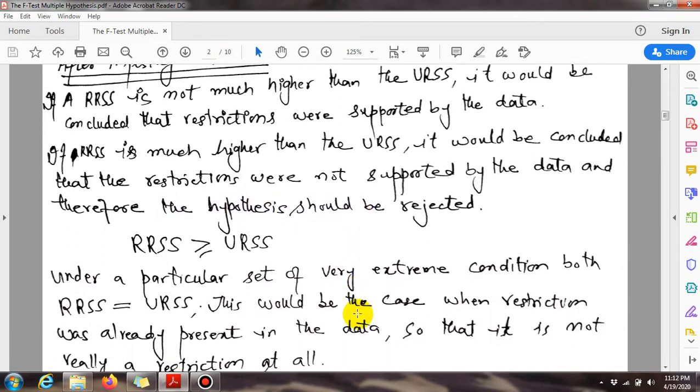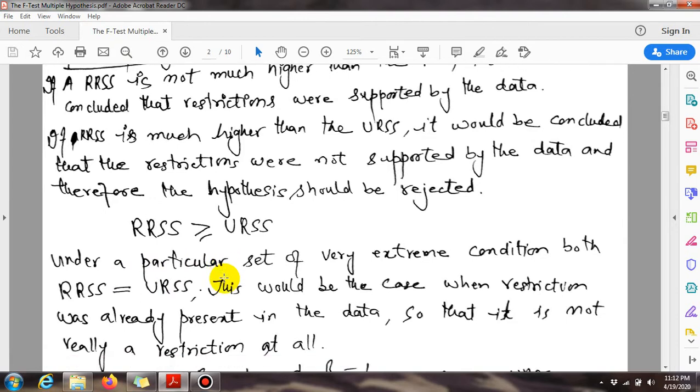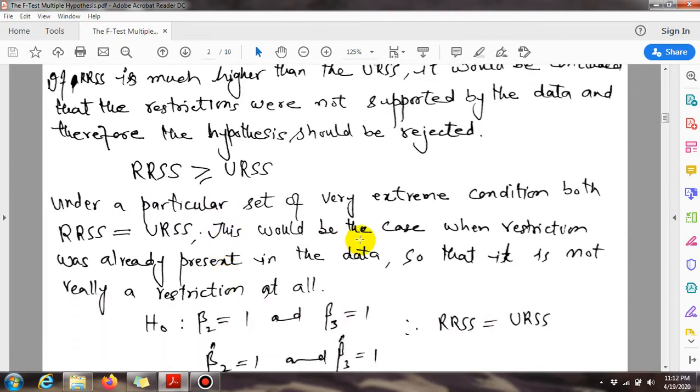So for this purpose, the restricted residual sum of square is greater than or equal to the unrestricted residual sum of square. Under a particular set of very extreme conditions, the restricted residual sum of square and the unrestricted residual sum of square would be equal.